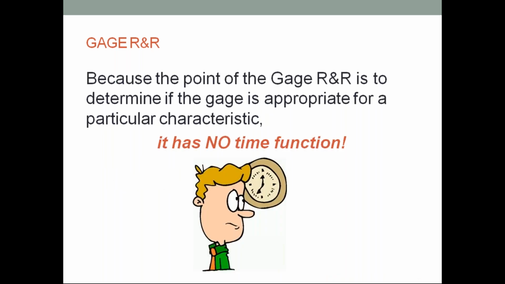Because the point of Gage R&R is to determine if a gauge is appropriate for a particular characteristic, it has no time function. Of all the things in the MSA, once you've done your Gage R&R and said, yes, this gauge is correct, you're done.